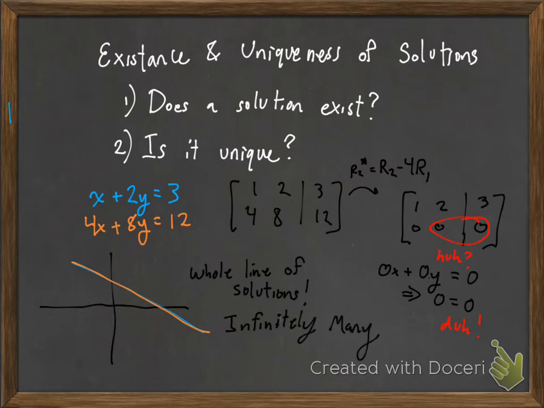So when we ask, does a solution exist? Yes, it definitely does. You can tell me any point on this line and I will say, yes, that's a solution to this. And then of course asking, is it unique? The answer to that is not at all. It is not a unique solution. And actually even further, not only is it not unique, but there are infinitely many solutions to this system of equations. There are infinitely many points that satisfy this system.